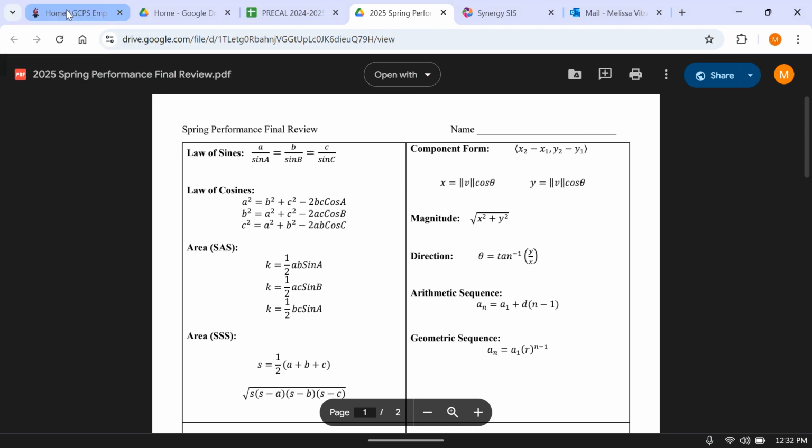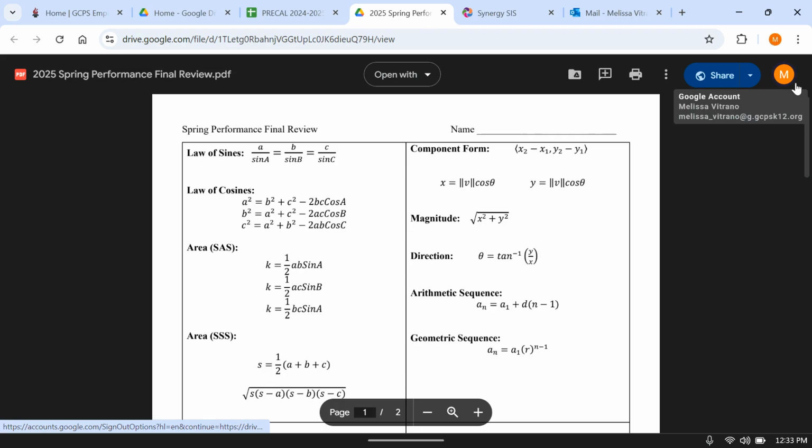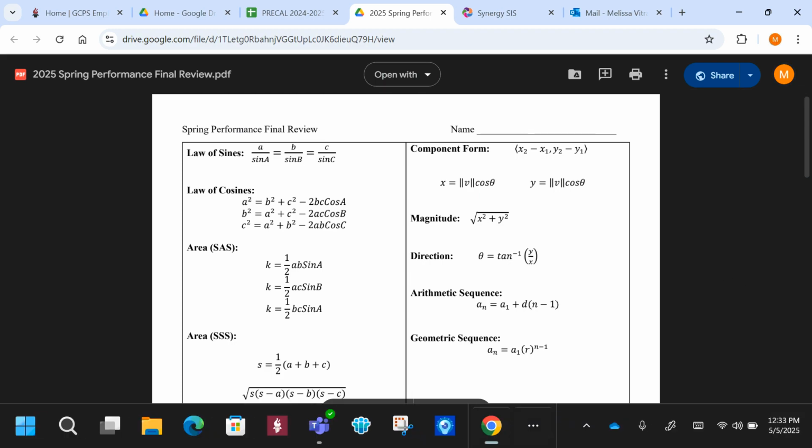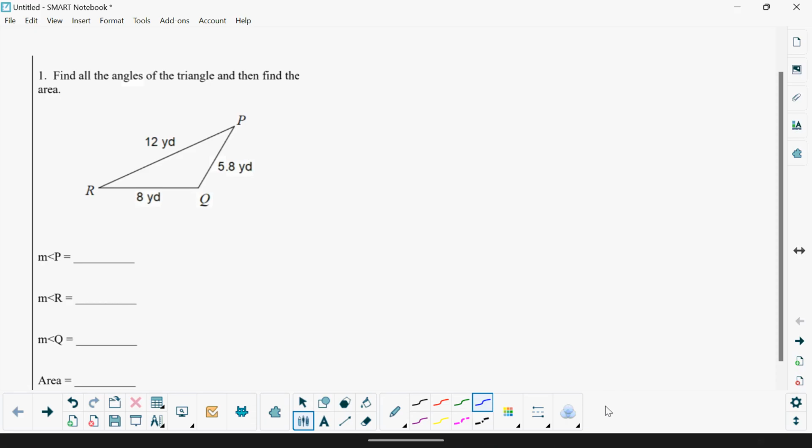Hey guys, so here we are reviewing for your performance final. If you look at the top of the page, here are all the formulas you will need. Yes, you'll be given all of this and you'll be amazing at it, as always. So let's go back to the problems.